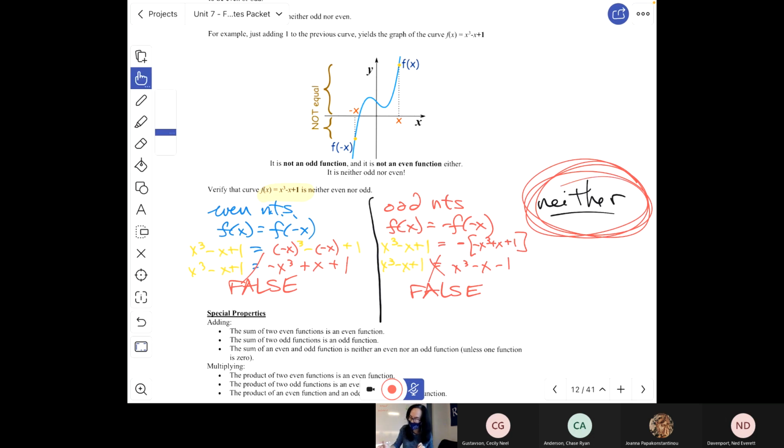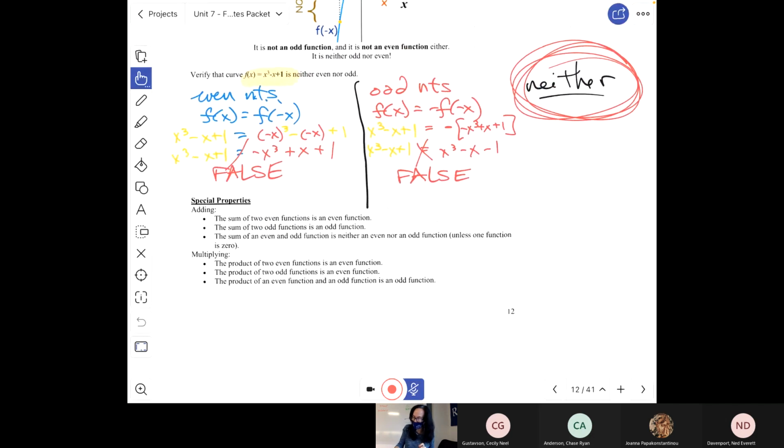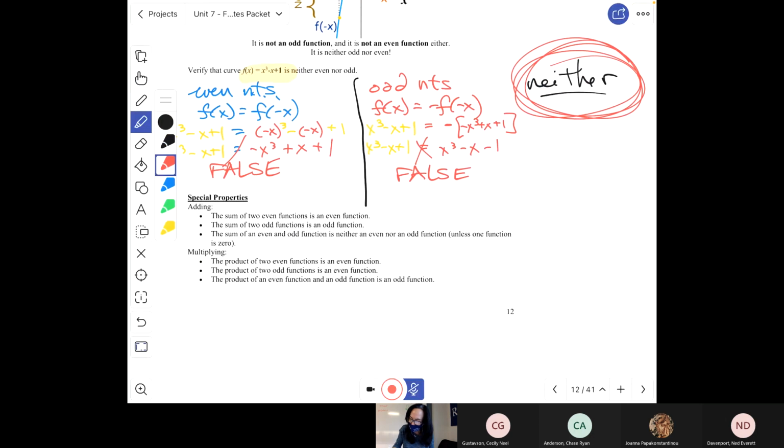Now, there's some special properties where you don't actually have to do any work when we're doing operations with functions. If you are dealing with adding two functions, if the two functions are even, you get an even. If the two functions are odd, you get an odd. If you add an even and odd, well, it's neither even nor odd unless one of the functions is 0.